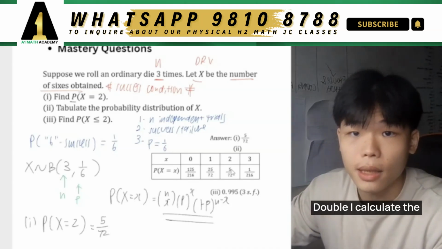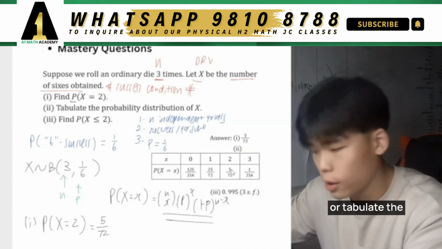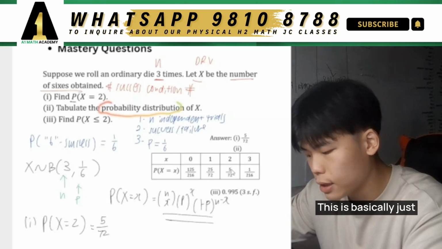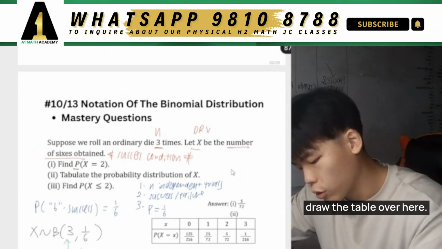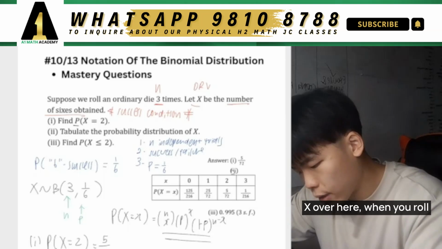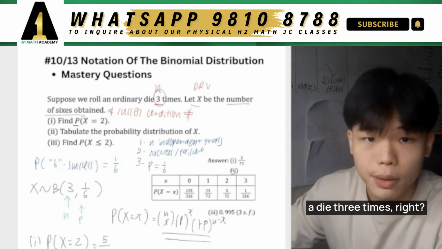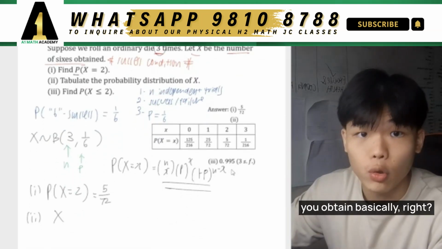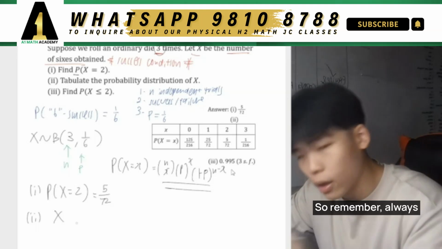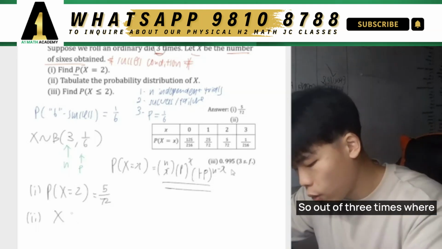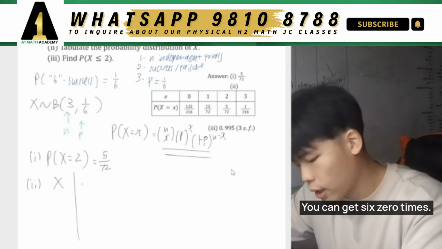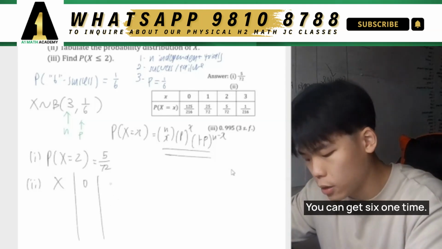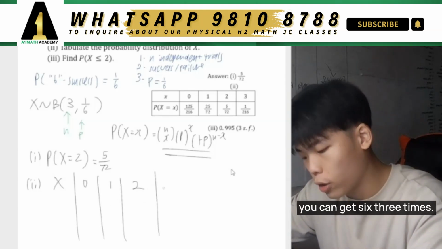Double I, calculate the probability distribution or tabulate the probability distribution. This is basically just draw the table, right? Remember, probability distribution table. So we're just going to draw the table over here. So double I, we know that x over here, when you roll a die 3 times, right? How many number of sixes can you obtain, basically, right? So remember, always remember what your x represents. So out of 3 times where you roll the dice, you can get 6 how many times? You can get 6 0 times, you can get 6 1 time, you can get 6 2 times, or you can get 6 3 times.